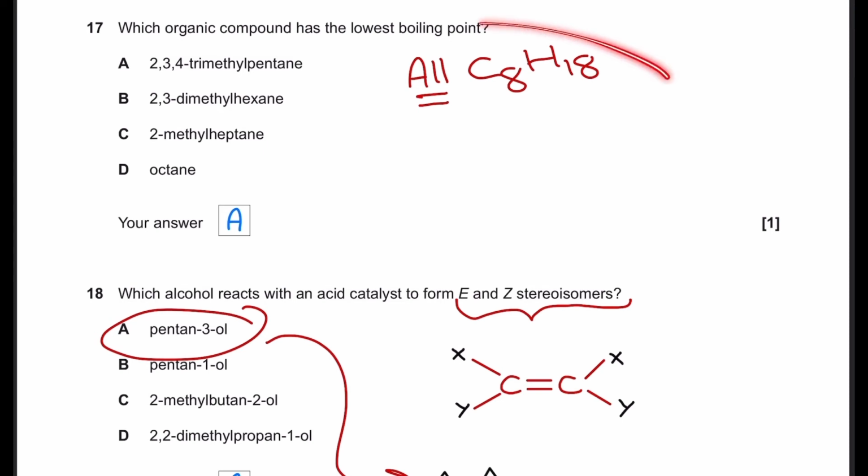These are all C8H18, which means I know that London forces are going to be the strongest type of intermolecular force. And the more branched a molecule is, the fewer surface area contact points there are between the structures. That gives you weaker London forces that require less energy to be broken. So the lowest boiling point is going to be this very branched structure, A.